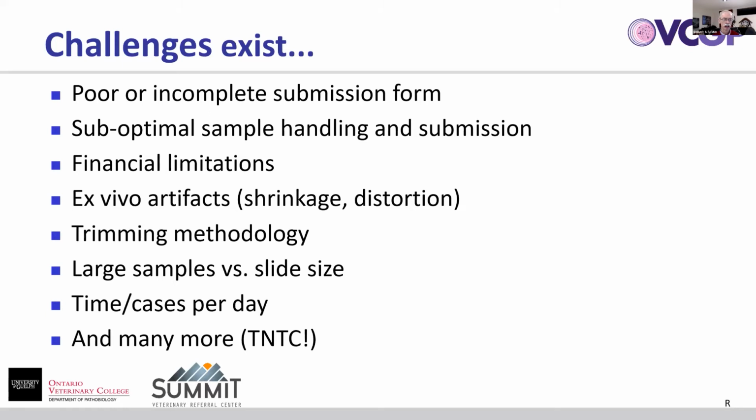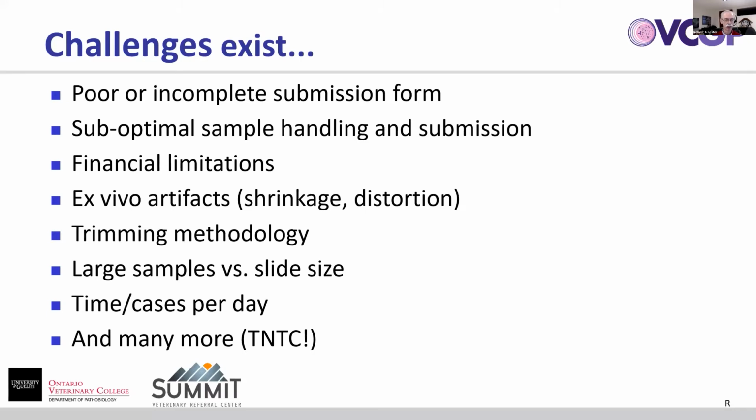That is a challenge. Sample handling and submission. This includes inking of margins, the whole fixation and handling situation, and then the technical situation in the laboratories. We face major financial limitations. Histopathology is a high volume, low profit situation, and we simply cannot do the 30 different slides that is standard for a 1 centimeter breast mass in humans. One slide per case provides a profit. Two slides per case, greatly reduced profit. And anything more than that is usually on the laboratory.